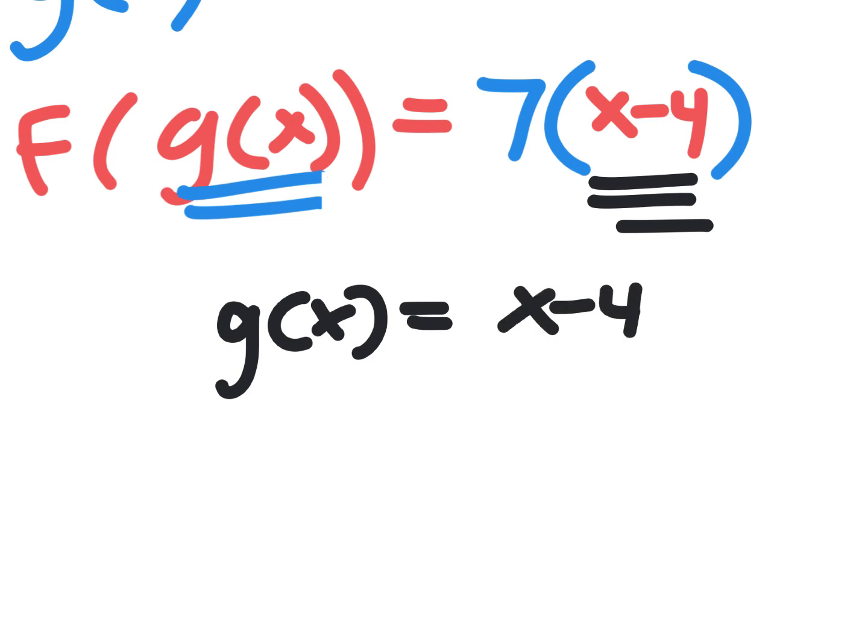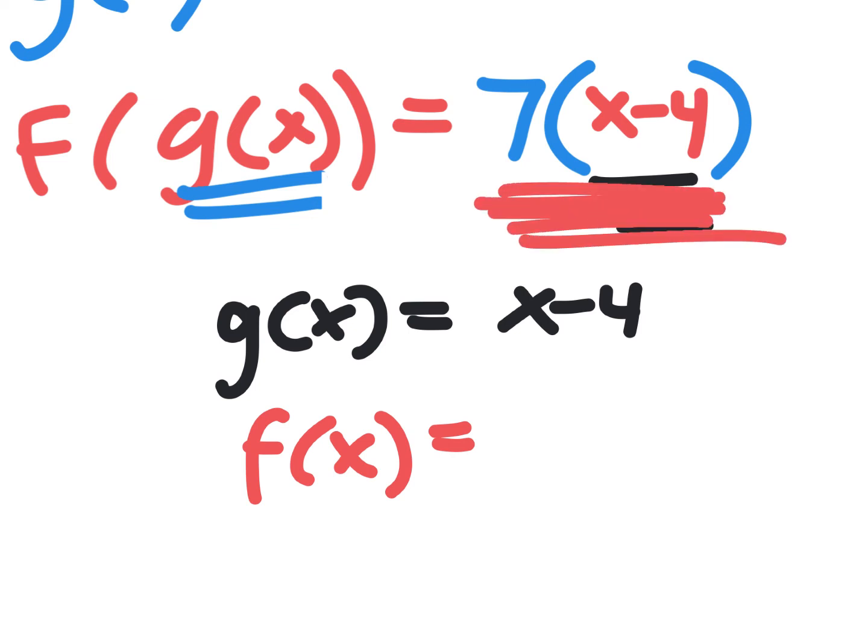And f of x, it's a little harder to visualize, but think it through. I need to have the f function eat the g function and have the answer be this. So it must have been 7 times x. Does that make sense to you?